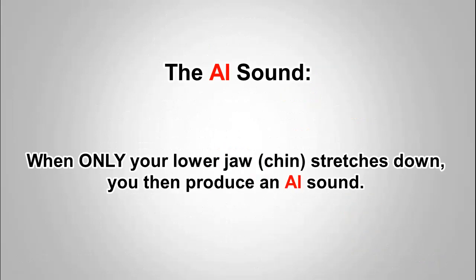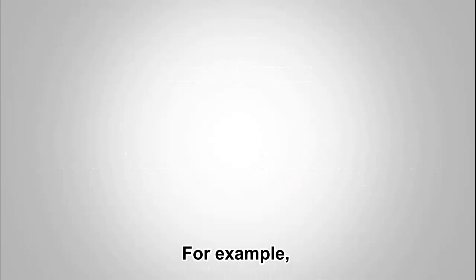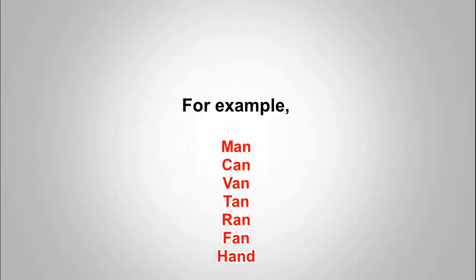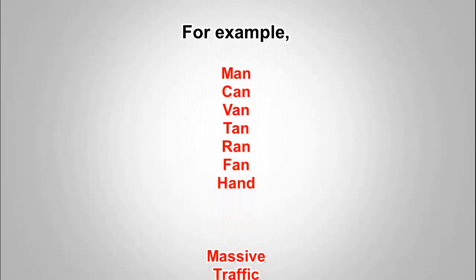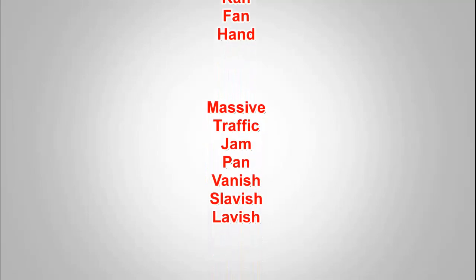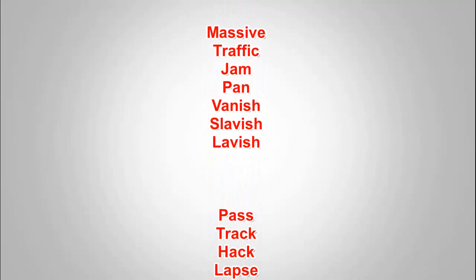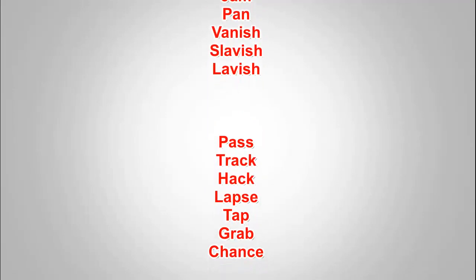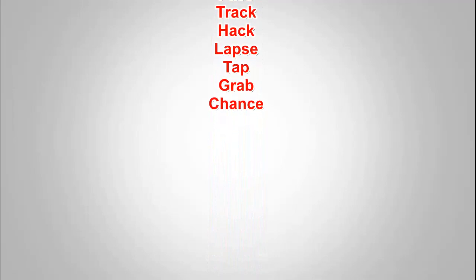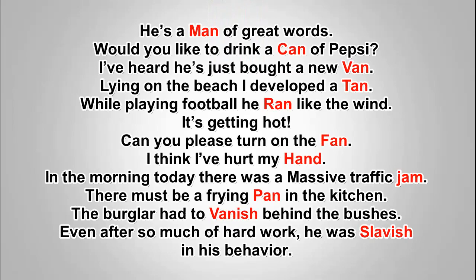The A sound. When only your lower jaw, chin, stretches down, you then produce an A sound. For example, man, can, van, tan, ran, fan, hand, massive, traffic, jam, pan, vanish, slavish, lavish, pass, track, hack, lapse, tap, grab, chance. He's a man of great words.